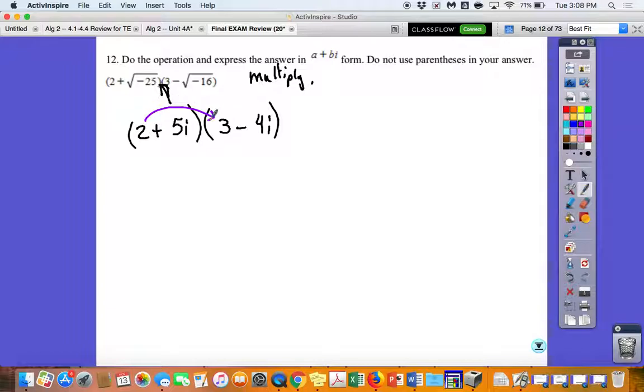2 times everything. 2 times 3 is 6. 2 times negative 4i is negative 8i. So come back and distribute your 5i. That'd be 15i, and that right there would be a negative 20i squared. But remember, i squared is like multiplying by negative 1. So basically, you just change that sign.